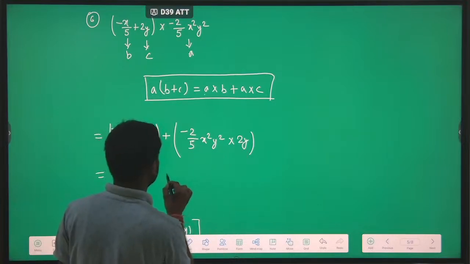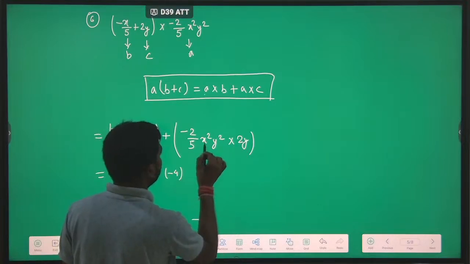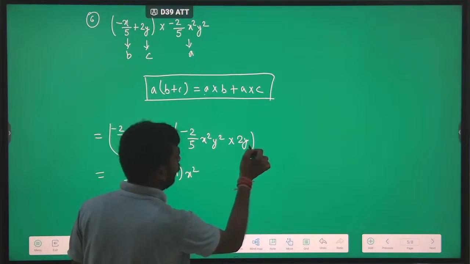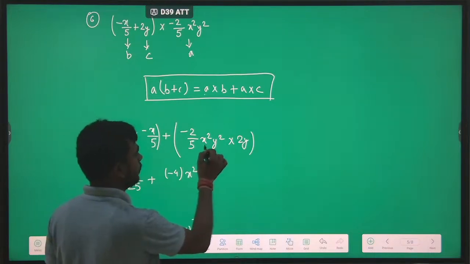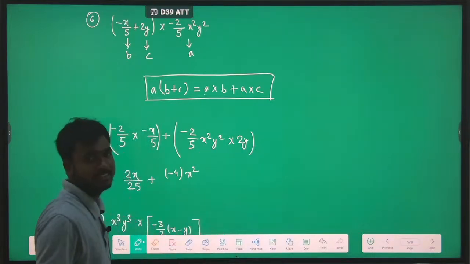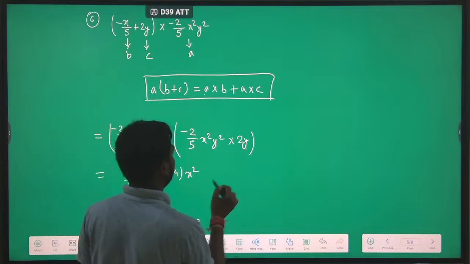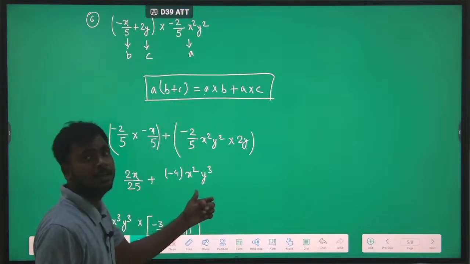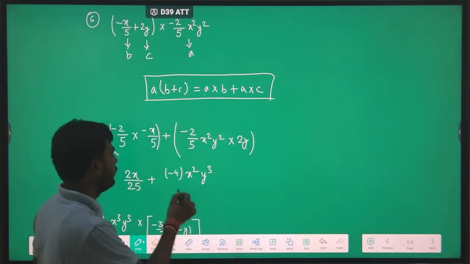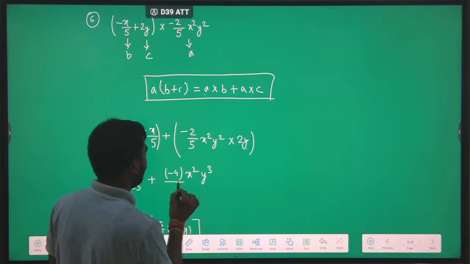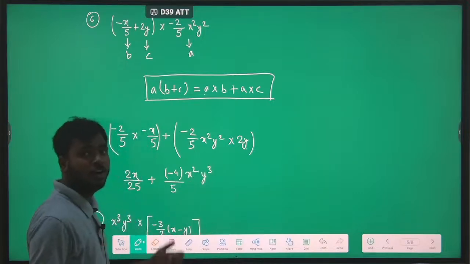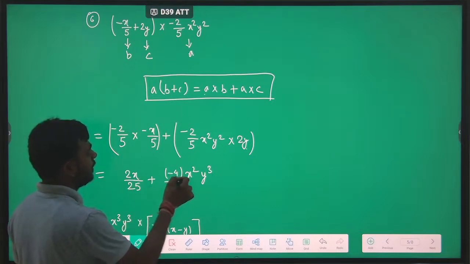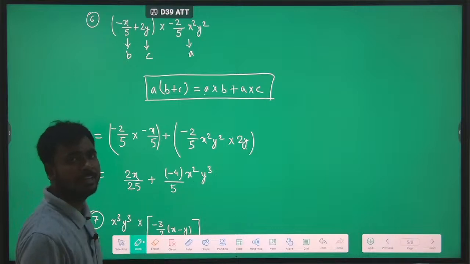2 into 2 is minus 4, and x square is x square. Here we do not have any term of x, so this x square will be multiplied with 1, so it will be x square, and y square will be multiplied with y, so it will be y cube. 2 plus 1 is 3, base will be same and powers will be added, so it will be minus 4x square y cube whole divided by 5 in the denominator. Okay, so what are we getting? 2x by 25 plus minus 4 upon 5 x square y cube.